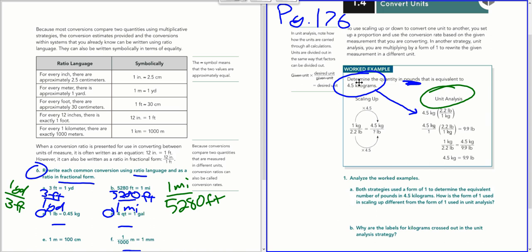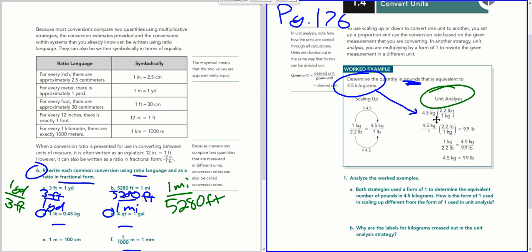The basic idea here is we take the given unit, in this case 4.5 kilograms, and we put it in front. That's the first thing we write down. And then we write a ratio equal to 1, a form of 1, if you will, similar to what we did over here. We know that there are 2.2 pounds in 1 kilogram. Now, we want to be careful here. We want the kilograms to cancel out, so we want them to be across from each other at an angle, diagonal from each other. That way they cancel out and we're left with pounds.